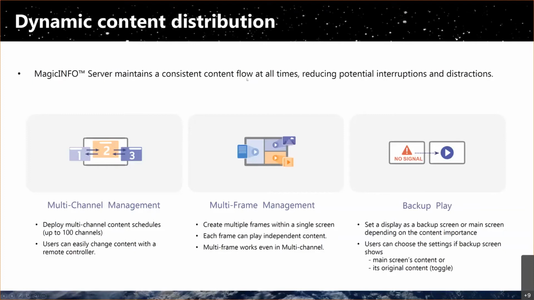Backup play. MagicINFO does provide you an option to assign backup play. If you consider an example of an indoor menu board in a QSR restaurant, you have 3 screens up there. 2 of them are showing the menu, and 1 is showing promotional content. What you can do is assign the one showing the promotional content as a backup display, and the primary display could be the one showcasing the menu board. So in the event something happens to the one showing the menu board, the backup display automatically takes over and starts showing the menu content, instead of the promotional content.